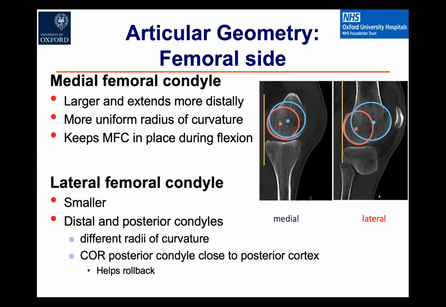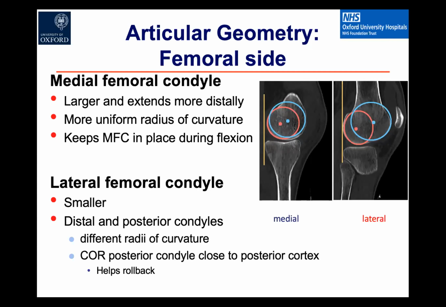If you look at these 2 CT scans, sagittal views, medial side on the left, lateral side on the right, the blue circle is the anterior part of the femoral condyle, and the red circle is the posterior part of the femoral condyle. You can see on the medial side, the femoral condyle is larger and extends more distally on the coronal plane, and it's more uniform radius of curvature. And this keeps the medial femoral condyle in place during flexion.